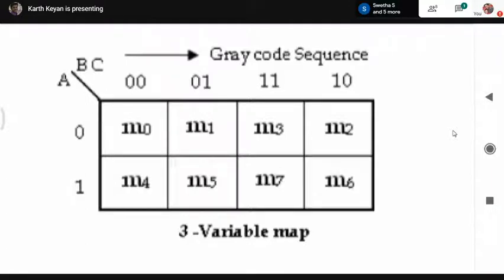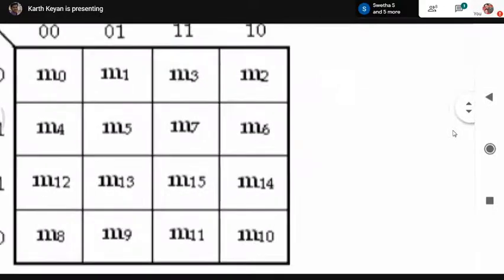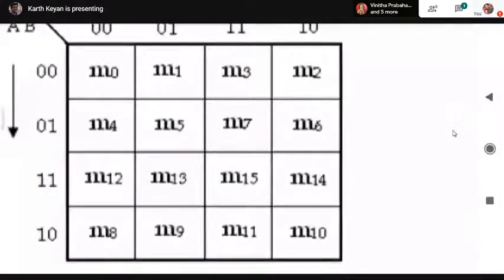So we'll have 0, 1, 3, 2. This code is enough for understanding purposes. I explained it in the previous one: how 0 came, how 1 came to this cell, how 3 came to this cell, how 2 came to this cell, and how 4 and 5 came to their cells. For understanding, we have the previous one. Similarly, for a 4 variable map, we'll have 0, 1, 3, 2, 4, 5, 7, 6, and next 12, 13, 15, 14, 8, 9, 11, 10.